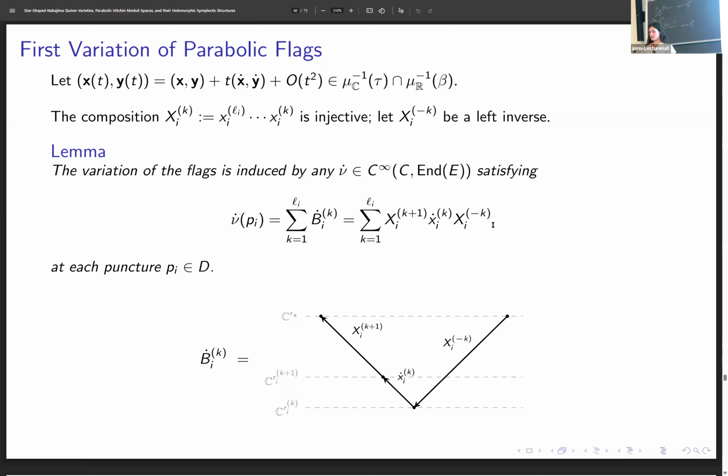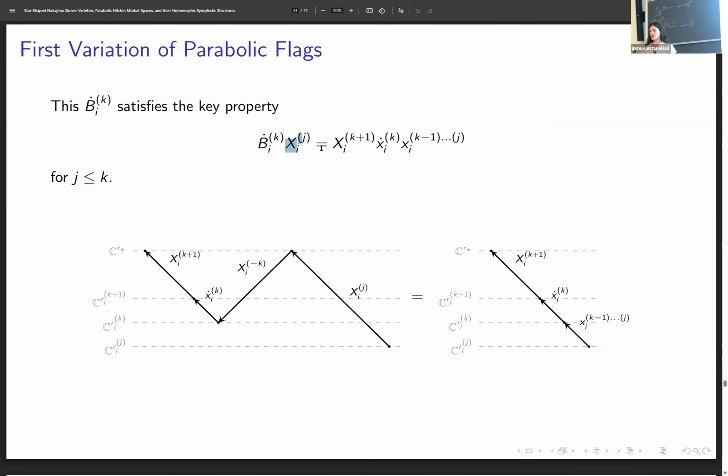These terms, which I call B, they can be represented diagrammatically this way. And the key property that they satisfy is that if you take an xj for j less than k, and you post-compose with b dot, it kind of inserts an x dot partway through. So it takes this xj and it inserts a dot at the k. So somehow it's describing the changing.